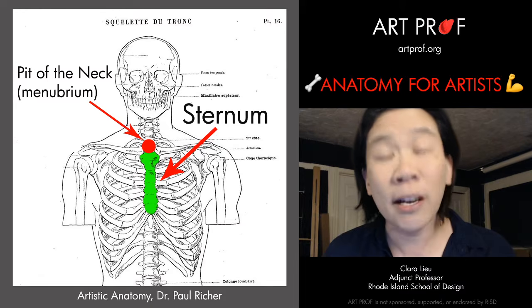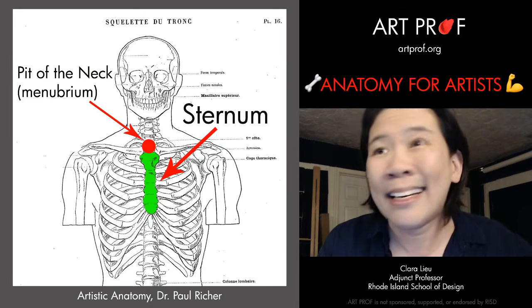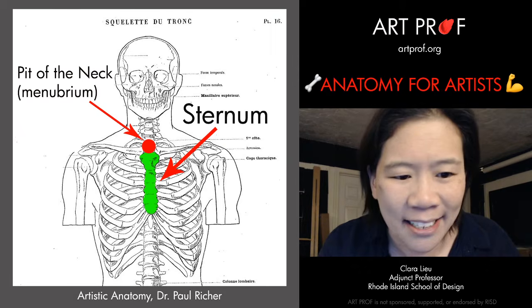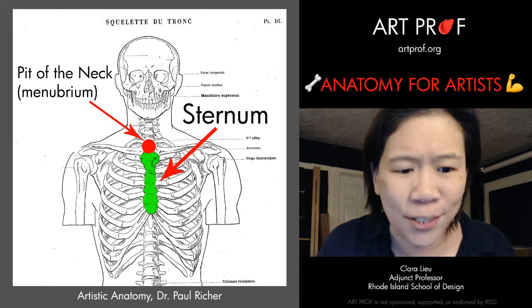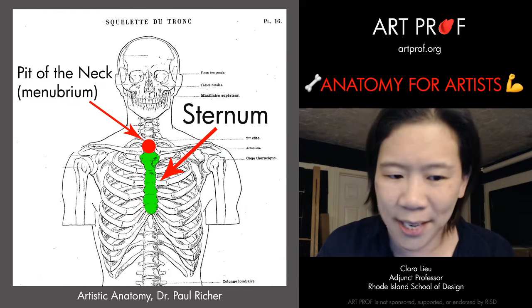Now, if you want to sound smart, and maybe you're trying to impress somebody because you're like Jack in Titanic and you're trying to land Kate Winslet, you can say manubrium. But if you want to be accessible, you can say pit of the neck.